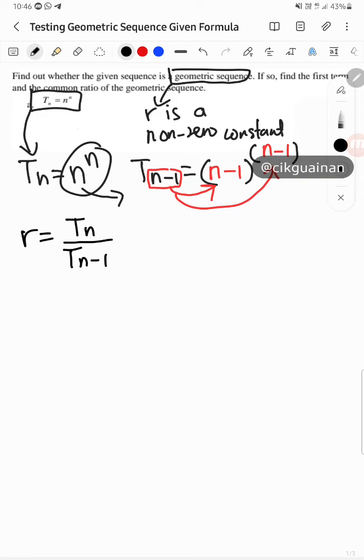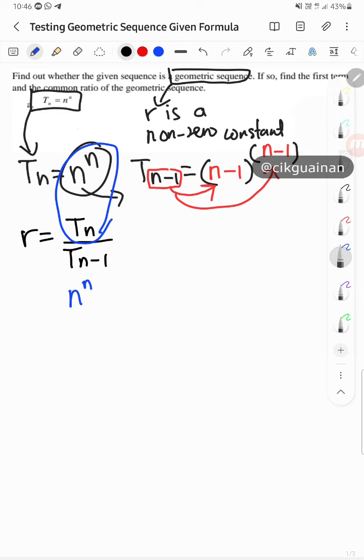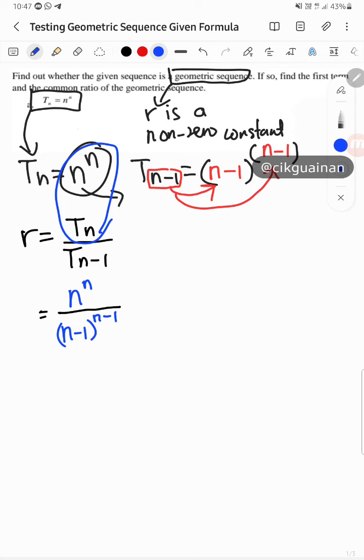So what is Tn? Tn is this one, n to the power n. Then what is Tn minus 1? Tn minus 1 is the one that we just got over here. It's n minus 1 to the power n minus 1.